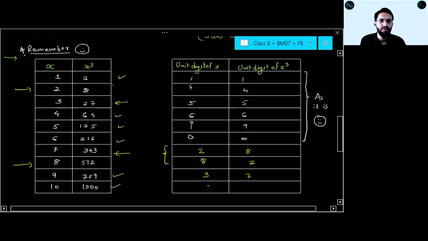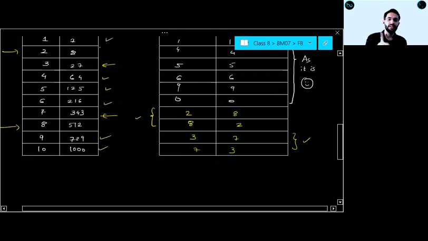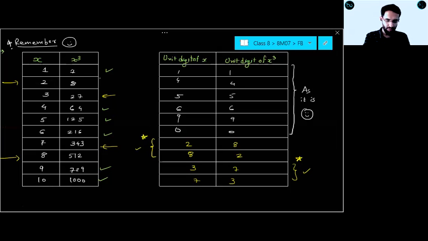Are you getting my point, everyone? Just understand this logic. So for 2 it is 8 and for 8 it is 2. You have to just interchange them. For the unit digit of a cube, you need to remember these digits separately. For 2 it should be 8, 8 it should be 2, 3 it should be 7, 7 it should be 3. For all the remaining digits, it should be as it is. Everyone got this? Tell me yes.